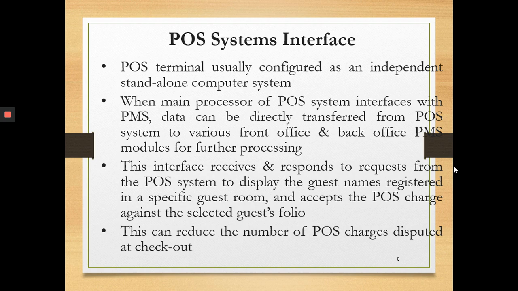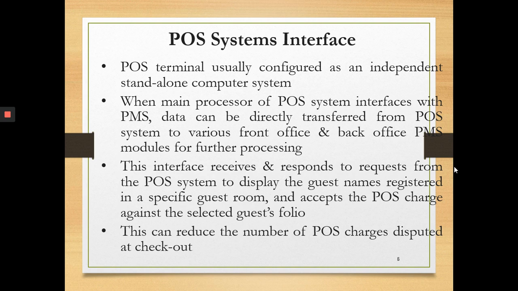POS system interface. POS terminal is usually configured as an independent standalone computer system. However, when the main processor of POS system interfaces with PMS, data can be directly transferred from POS system to various front office and back office PMS modules for further processing. So when we talk about POS terminal in an independent standalone computer system, these are normally applied in restaurants such as fast food restaurants, KFC, McDonald's. They usually have POS terminal and it only works at the cashier and the kitchen department.